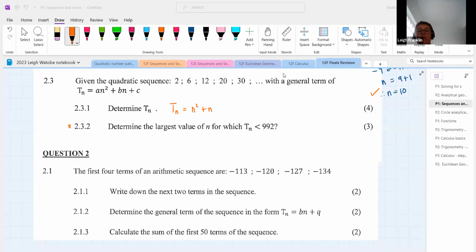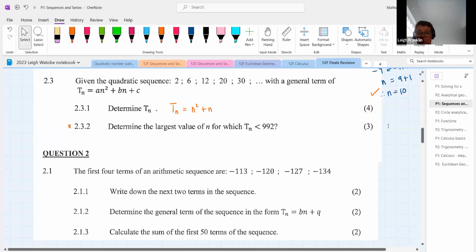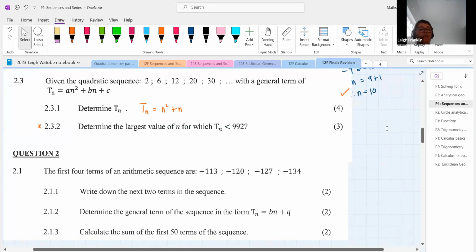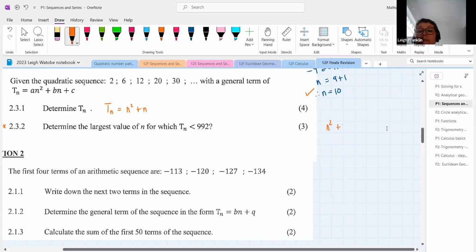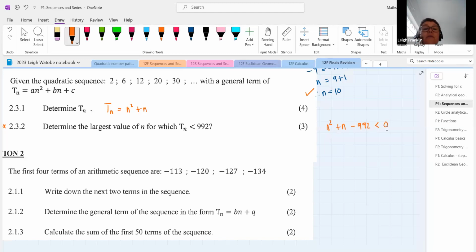Let's have a look at this particular question. Okay, so I'm just going to scooch over just a little bit here. If you want me to show the full solution for 2.3.1, then let me know. Otherwise, I'm going to presume that everybody's okay with getting the nth term as n squared plus n. All right, so now we've got n squared plus n, and then we're going to bring the 992 over. So that's going to be minus 992 is smaller than 0. You want me to show it? Oh, okay. All right. Sorry, guys. Just give me 1 second while I show how we would do this.